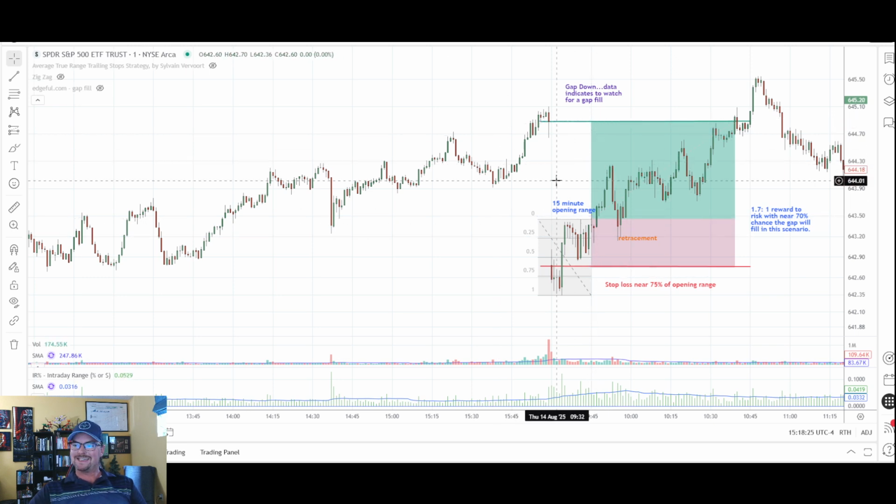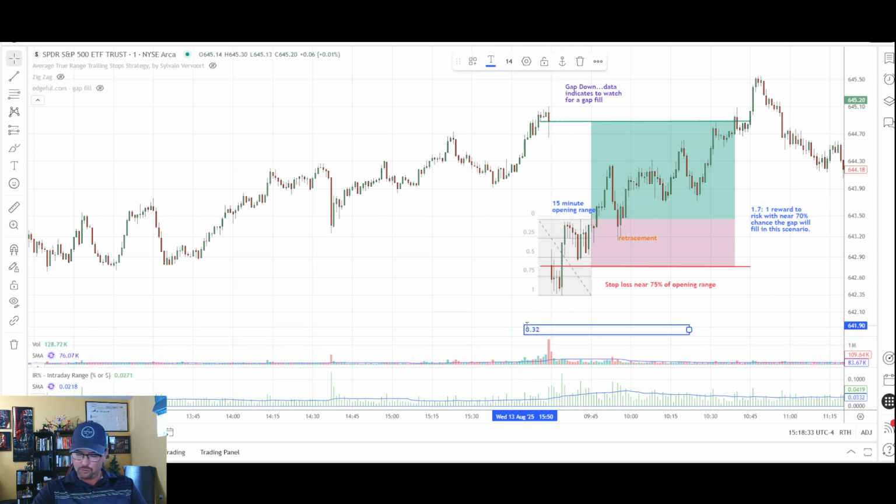Right? So today, in this case, our gap down was 0.32%. So what this stat is telling us is if we multiply that by 1.2, I believe that's about 0.38%. Just double check. Yeah, 0.384%. So 0.38%.